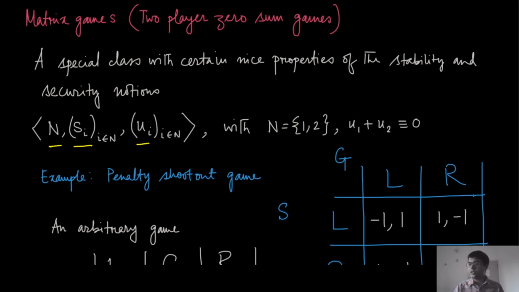In this special case, there are only two players. Therefore, the set N is only 1 and 2. And the utilities for players 1 and 2, if they are summed, will be identically equal to 0. So this notation means that if you look at the function utility of 1 plus utility of 2, it will be an identically equal to 0 function. And that is why it is called a zero-sum game. If you take the sum of the utilities of players 1 and 2, it will always be equal to 0. So let's jump into the examples.